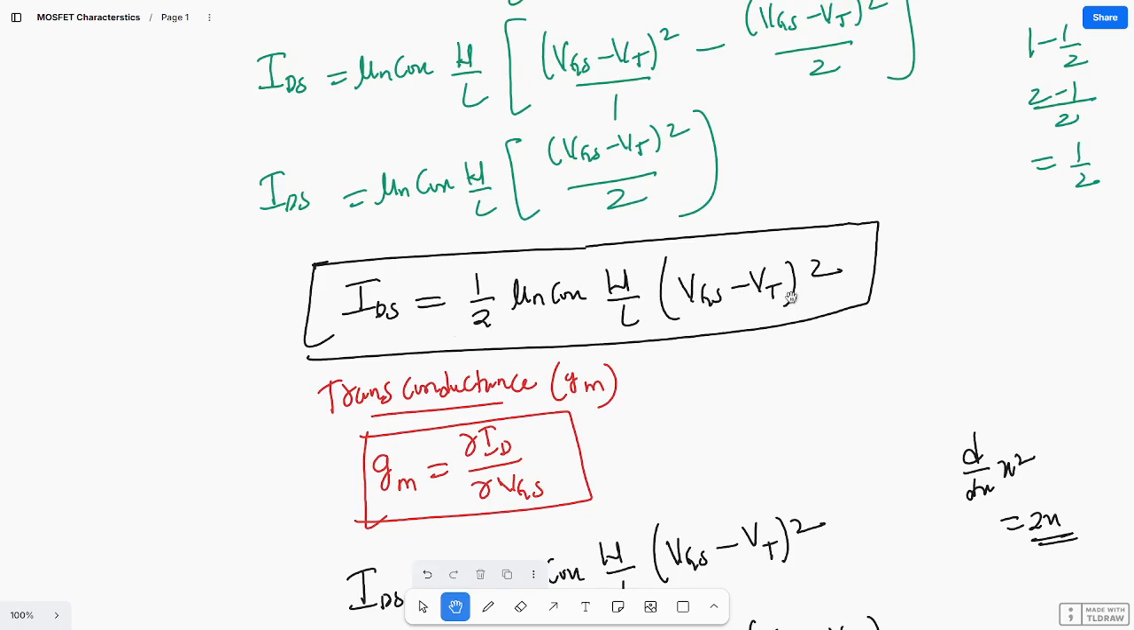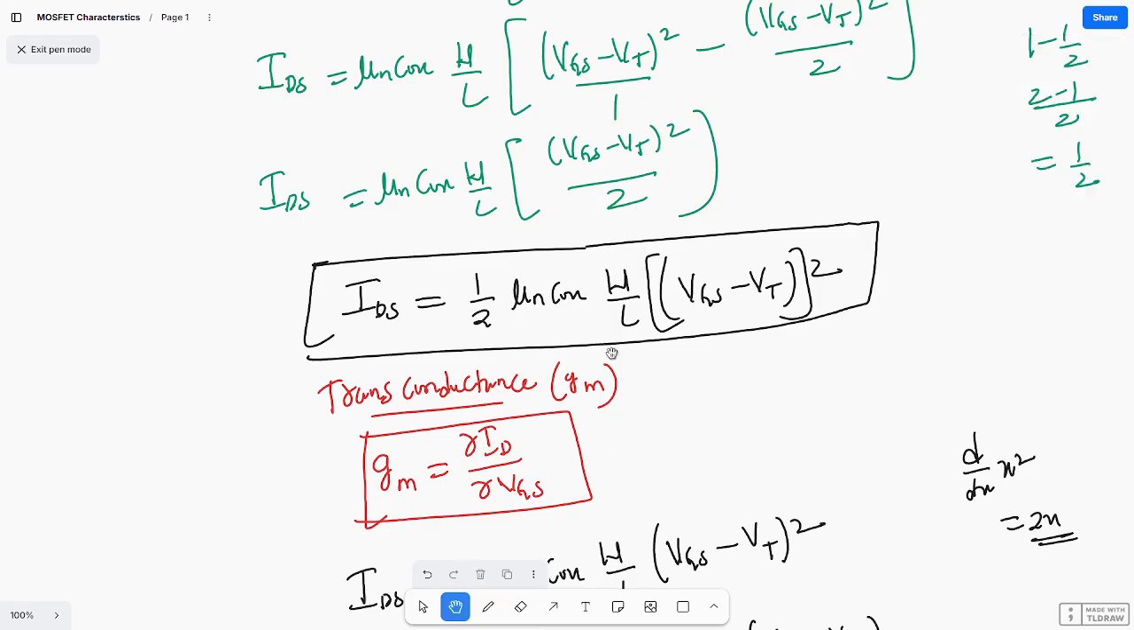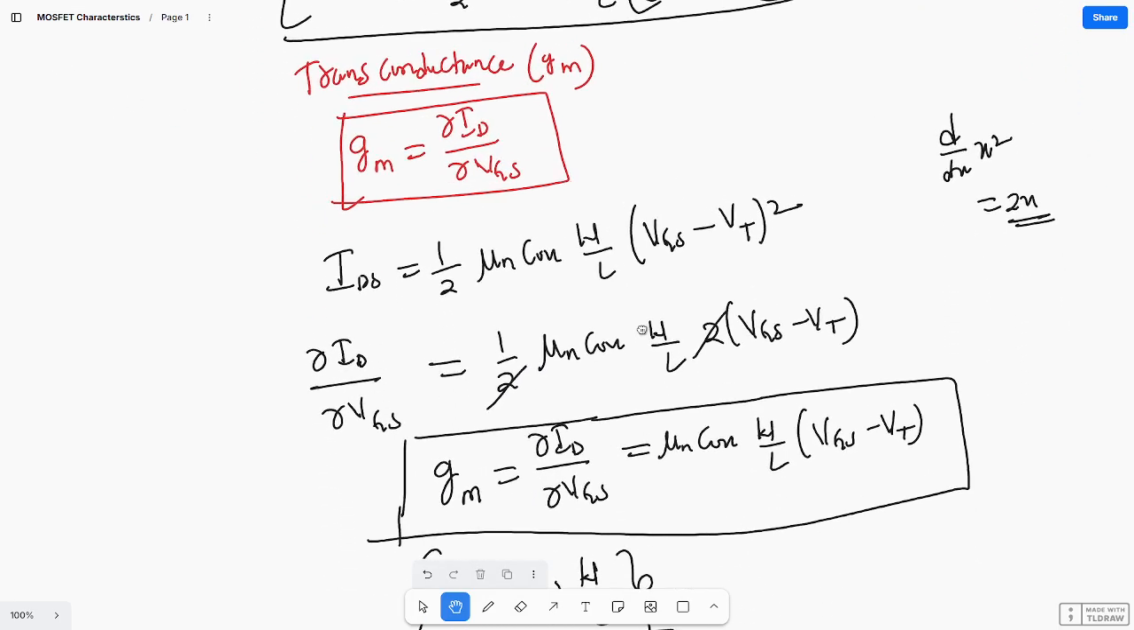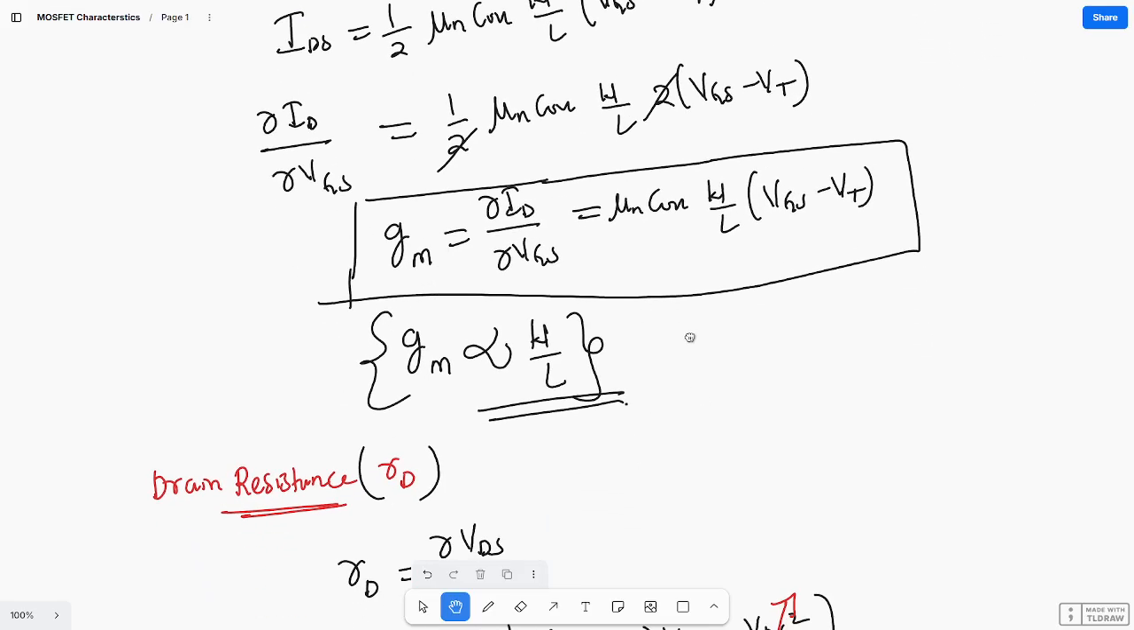Half of μn Cox W by L into (VGS minus VT) whole square. And we already saw the transconductance, which is the ratio of output current with respect to input voltage: ∂ID by ∂VGS. For this you take the current equation for saturation, do the partial differentiation, and you get this equation. From this I can conclude that gm is directly proportional to W by L.